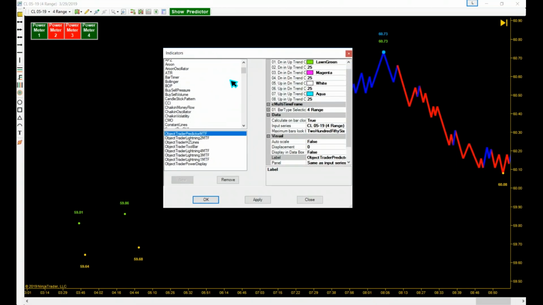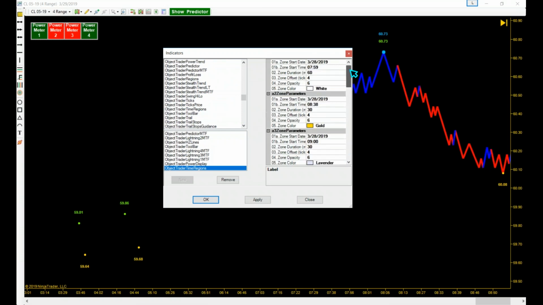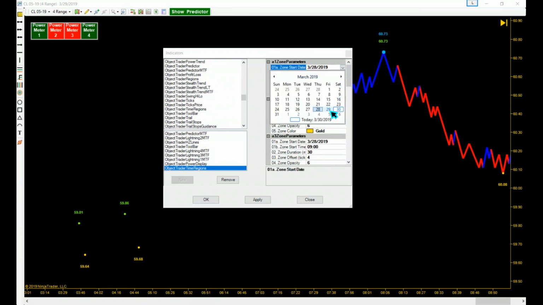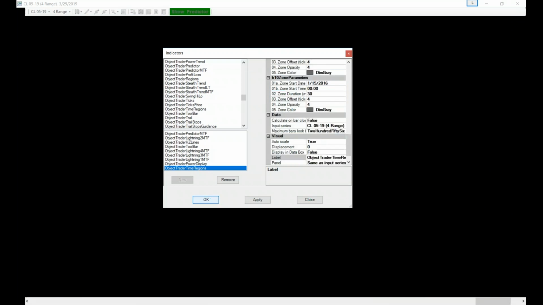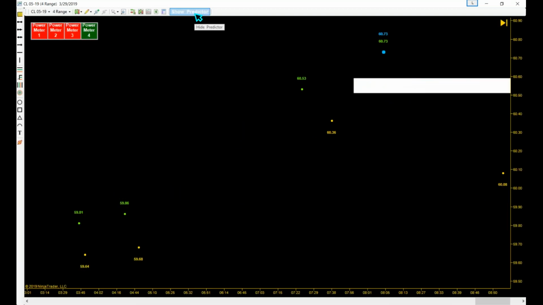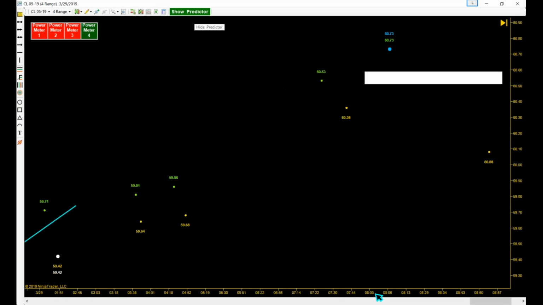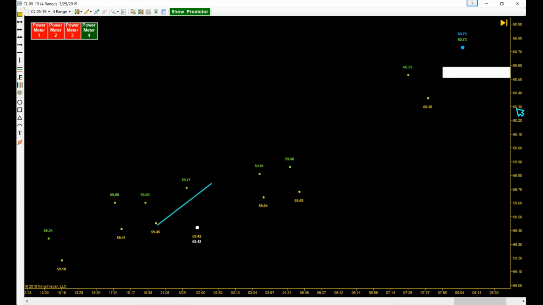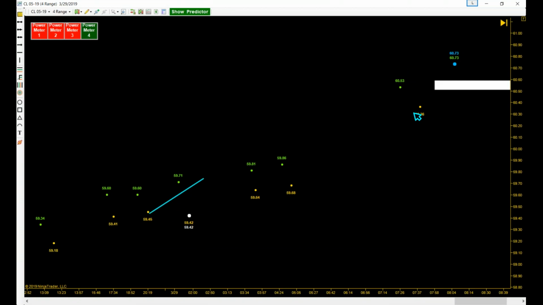We'll put regions. And we'll do it for 7:59 on Friday. And we'll probably need a white box with the zone opacity. We'll go ahead and go 10 on this one so it'll be a little bit brighter. And give it just a second. It'll get it ready. And get rid of your predictors. All right, so your box was right here.